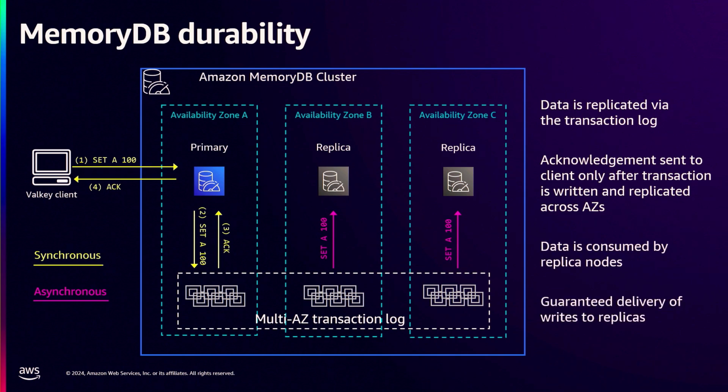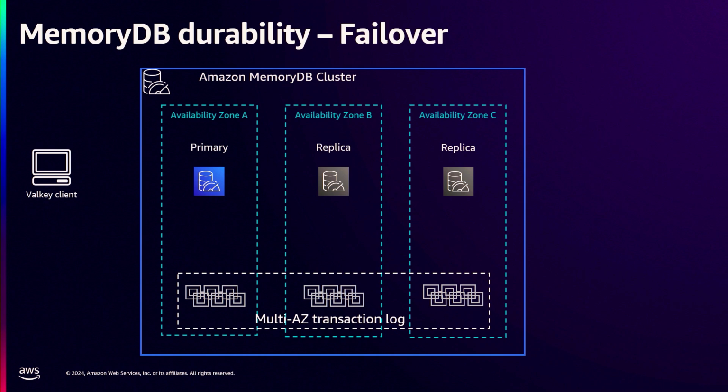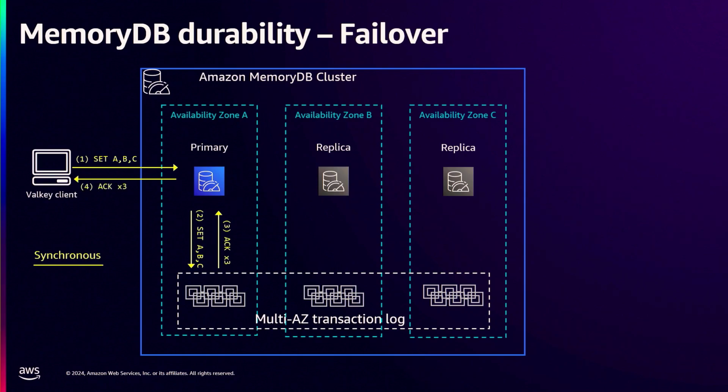Asynchronously, the data is replicated to the replicas, and you need this for high availability. So let's see what happens if there's a failure. Again, the client writes a request to the primary node, which writes the data to the transactional log, and after it's been replicated in the transactional log, it returns an ACK to the primary, which returns an ACK to the client.